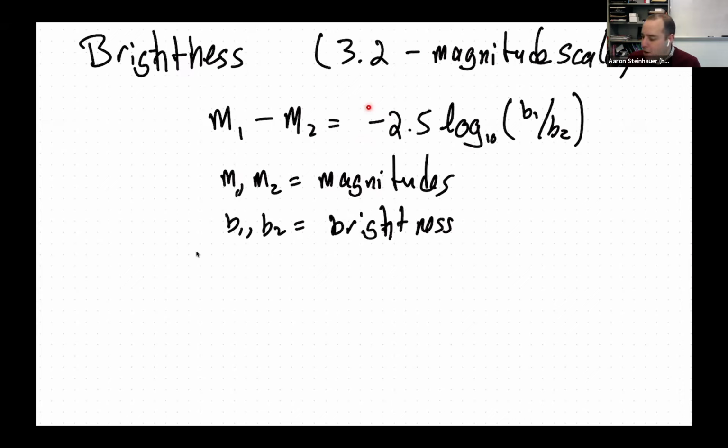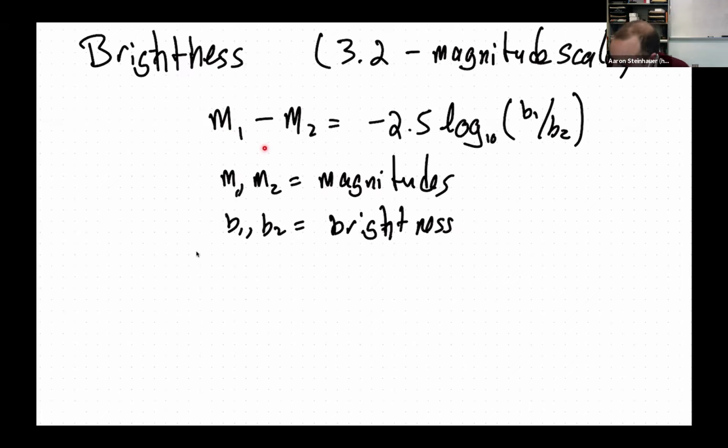And the weird thing about it also is that it's only defined as a difference in magnitudes, right? You need a 0 point. The 0 point is not defined by the scale. You need a 0 point. So once you define your 0 point, then you can define the magnitudes of all the other stars in the sky.